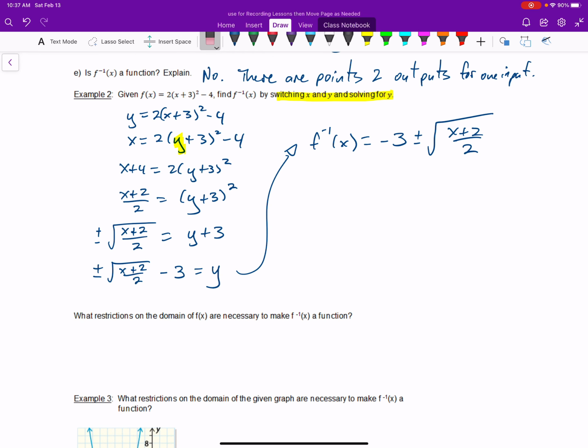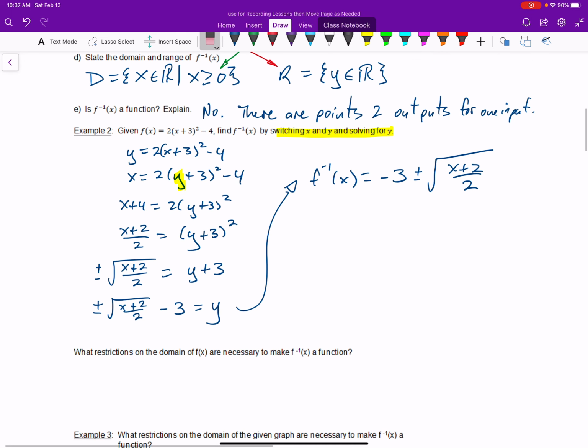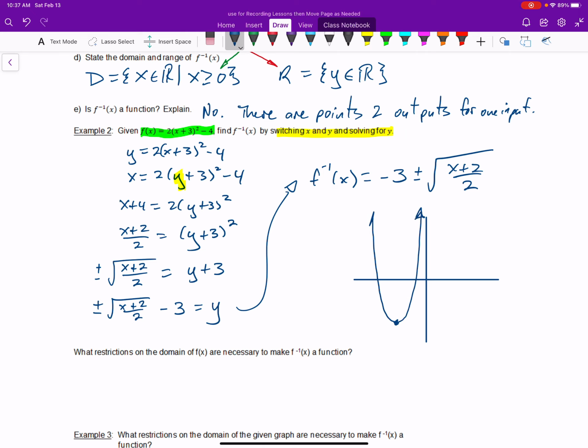What restrictions on the domain of f of x are necessary to make the inverse a function? Well, let's take a look at the graph. We know how to graph something in vertex form easily. So let's do a quick little sketch of the graph and its inverse. The original function, which I'm highlighting now in green, has its vertex at (-3, -4). So I'm just going to estimate that that's about here. It's got a vertical stretch of 2, so it's going to open upwards, and it's been stretched a little bit, so it's a bit skinnier looking than your average parabola would look like. So there's f of x.